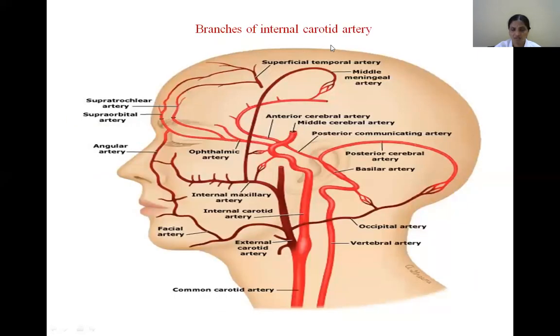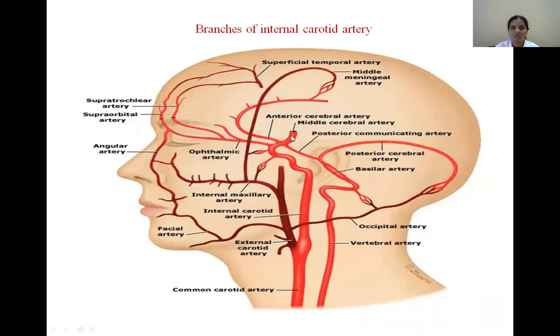So branches of the internal carotid artery. In the last class, the neuroanatomy class on blood supply of the brain, we discussed all these branches. So what are these branches? How the brain is supplied by three important branches: anterior cerebral, posterior cerebral, and middle cerebral. So out of three, the anterior and middle cerebral are derived from this internal carotid artery. Here see, these are the terminal branches of the internal carotid artery.